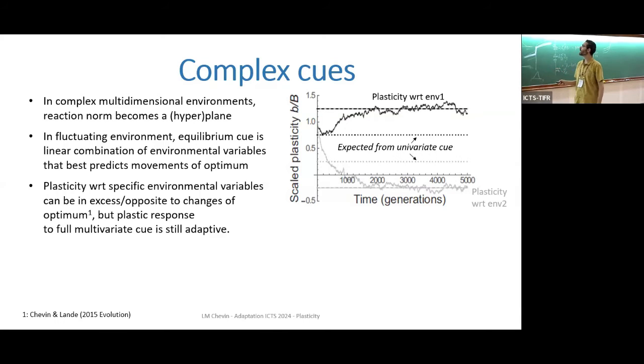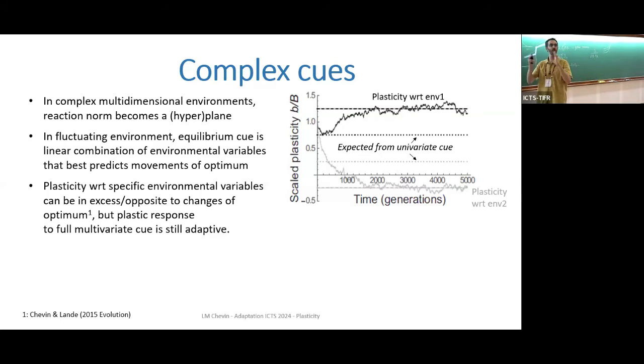But actually, because of how these variables are correlated among each other at a given time and across time, the plasticity that evolves is, for instance, steeper than the slope of the optimum or opposite to the slope of the optimum and different from what you would predict based on just this environmental variable. Still, the full multivariate Q is still adaptive.